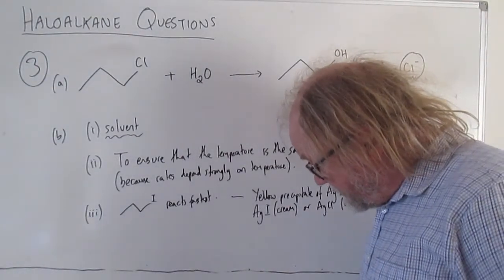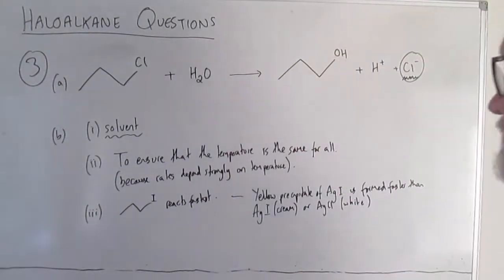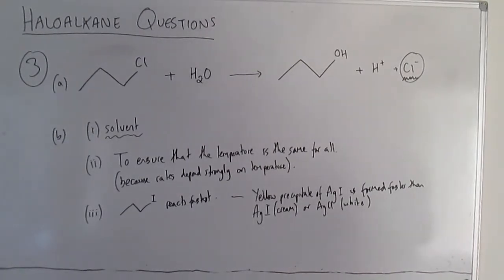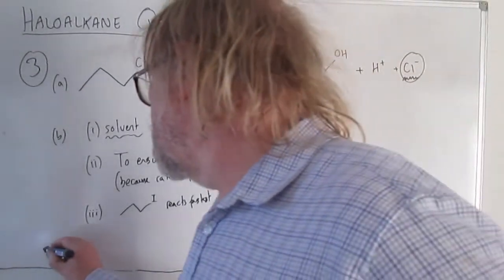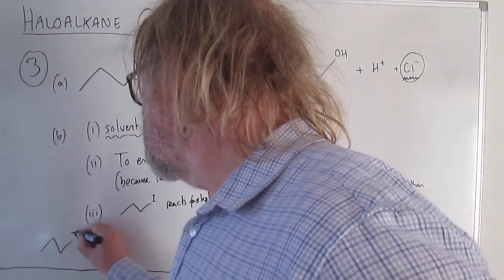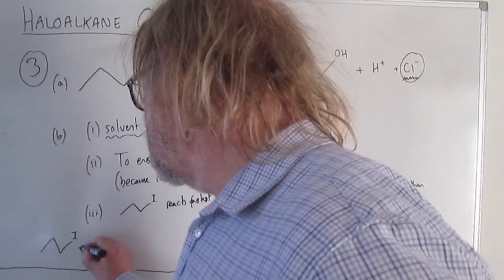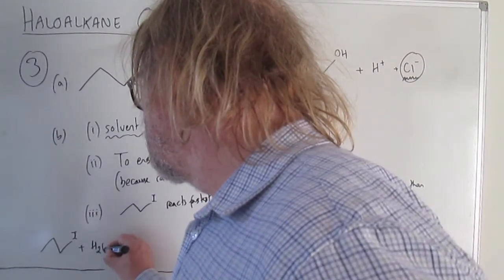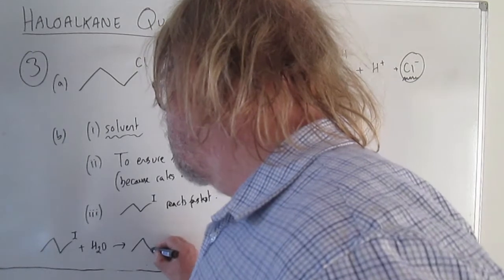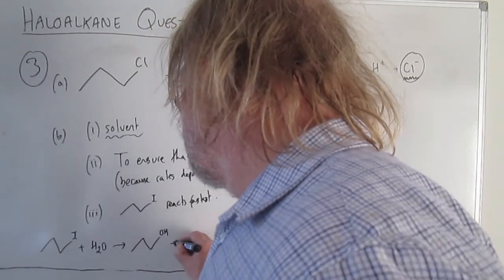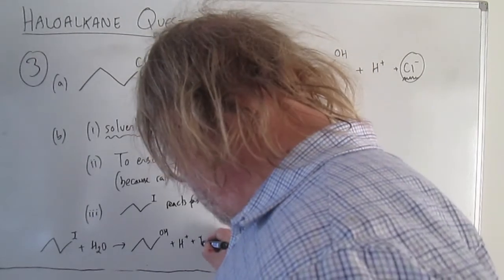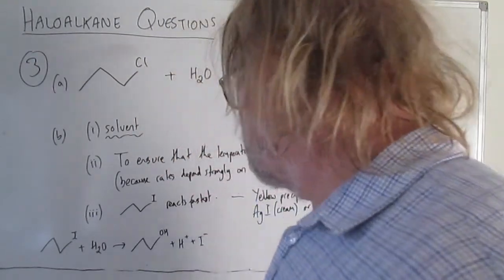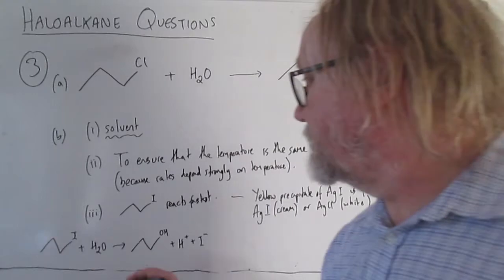Okay, and then it wants the two equations. So the first one is the hydrolysis reaction. So that's just the iodo equivalent of that one. Okay, so you get 1-iodopropane plus water goes to propan-1-ol plus H+ I-. Okay, so that's the first equation.